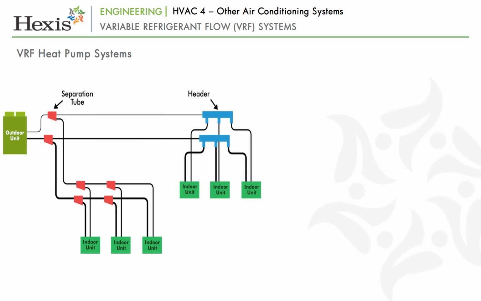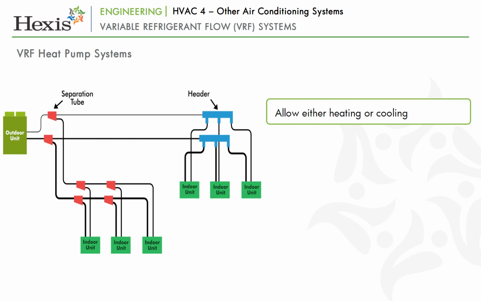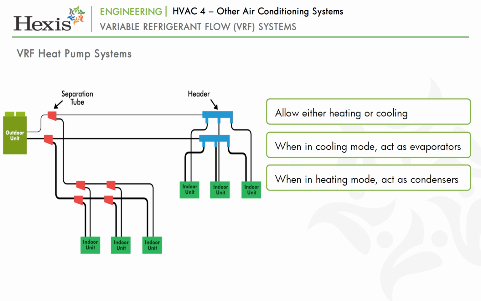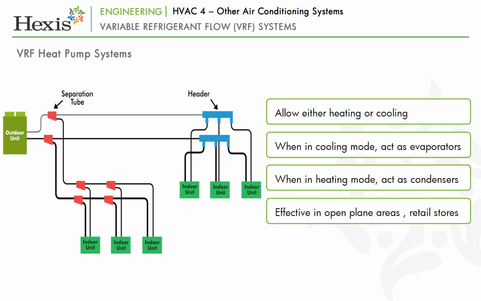VRF heat pump systems permit heating or cooling in all of the indoor units but not simultaneous heating and cooling. When the indoor units are in the cooling mode, they act as evaporators. When they are in the heating mode, they act as condensers. These VRF heat pump systems are effectively applied in open plan areas, retail stores, cellular offices, and any other area that requires cooling or heating during the same operational periods.